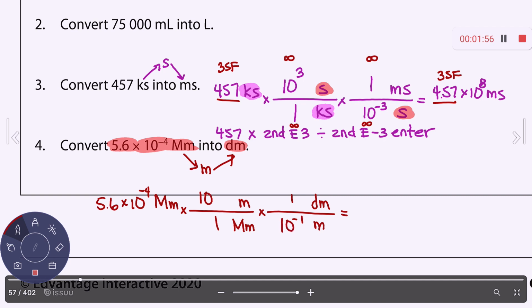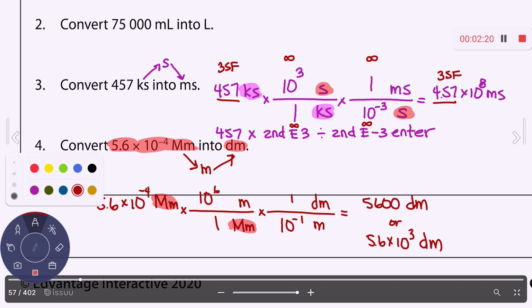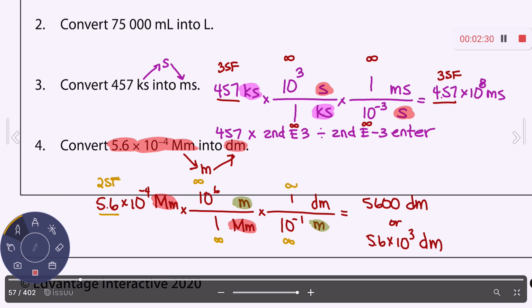What is negative 10 to the 6th? Okay. All right. 10 to the 6. Did you get that? Awesome. Any questions for me? You can turn the page if you don't have any questions.